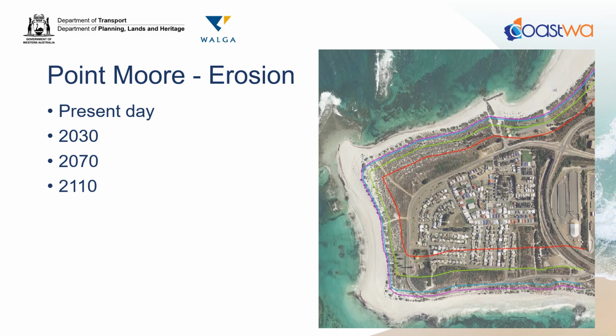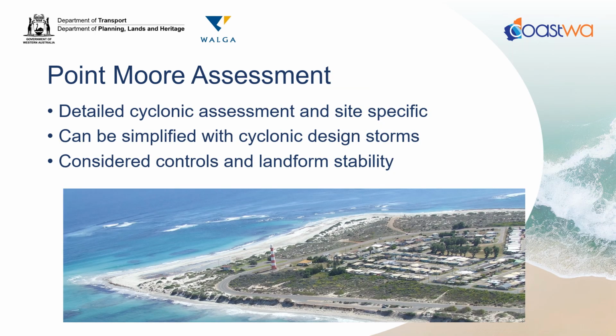The output of the coastal erosion maps we can see on the screen, showing the potential erosion over the full planning period. So the Point Moore assessment included a detailed cyclonic assessment and was site-specific. It was completed several years ago now, so to do this again in that area, the assessment could have been simplified with the cyclonic design storms which are now available, but at the time it was a detailed cyclonic assessment, and it also considered the controls in the area and landform stability in the hazard assessment.